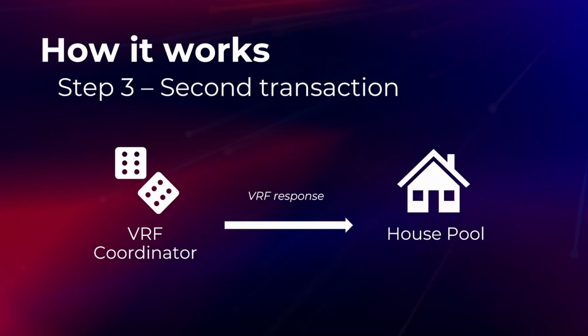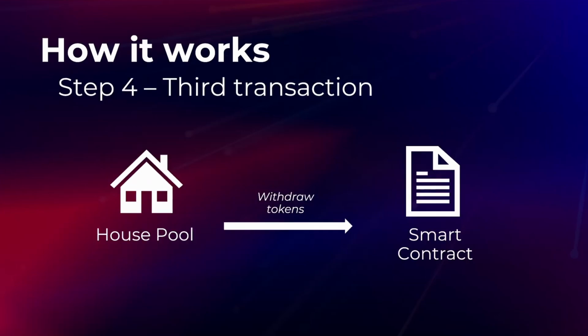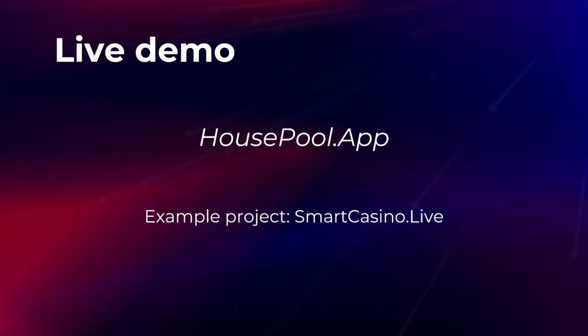Next, in the second transaction, the VRF coordinator would send a response to the house pool. This response would be used to determine the outcome of the requested wager. And lastly, in a third transaction, the developer's smart contract would withdraw tokens from the house pool. Now hopefully you have a better understanding of how Housepool works.